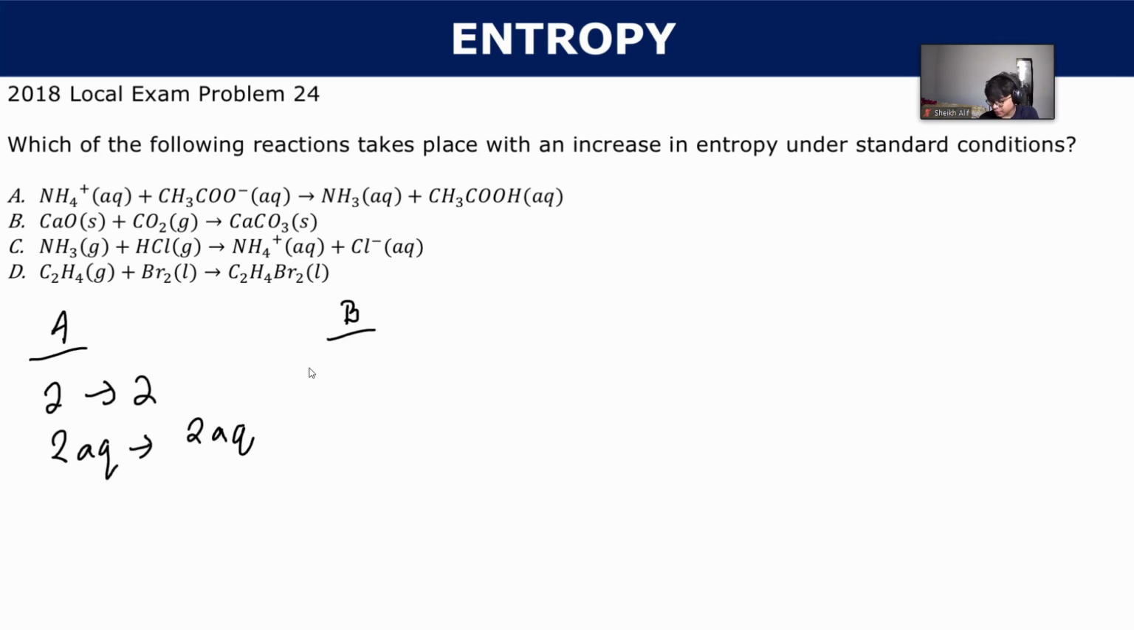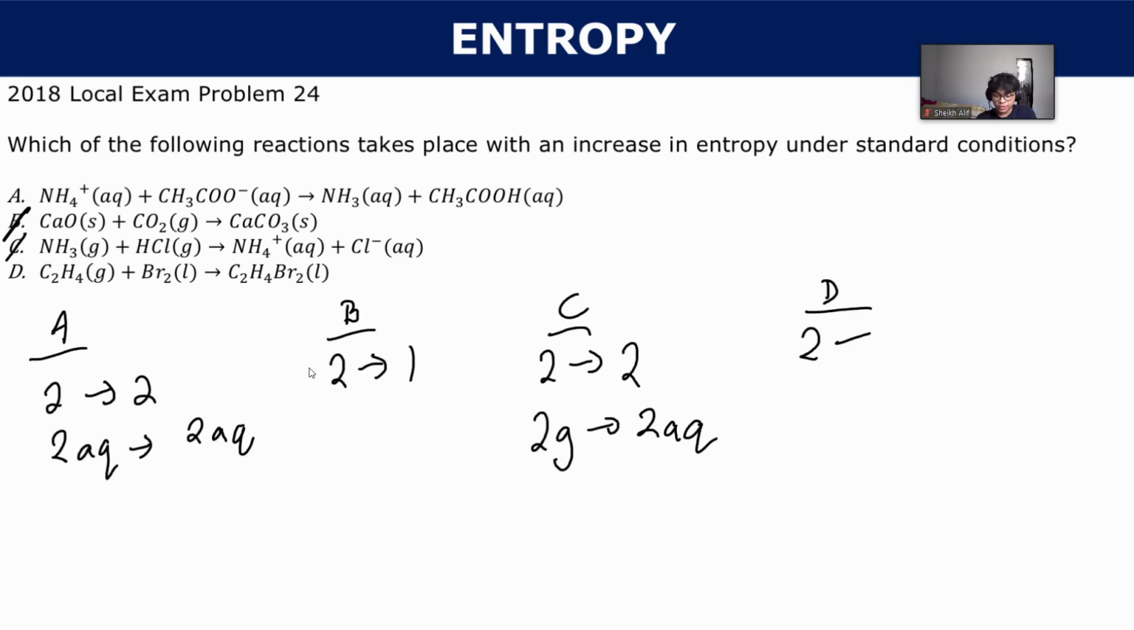Let's look at B. B goes from two particles on the left-hand side to one particle. That indicates a decrease in entropy. And obviously a decrease isn't an increase, so B cannot be the right answer. C, you go from two particles to two particles. So that also doesn't tell us whether there's going to be a change in entropy. But what does tell us is the fact that we go from two gas to two aqueous. Remember, gases are going to have the highest entropy, so if you have a phase shift from a gas to anything else, you're by default going to have a decrease in entropy. So C cannot be the right answer, and so let's look at D. We go from two particles to one particle, therefore that's not an increase in entropy, that's a decrease.